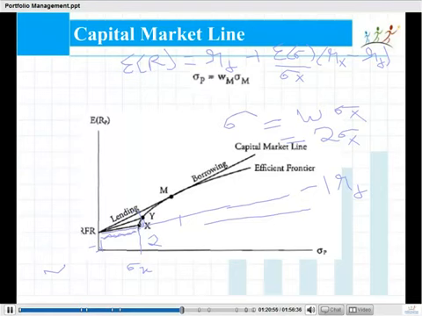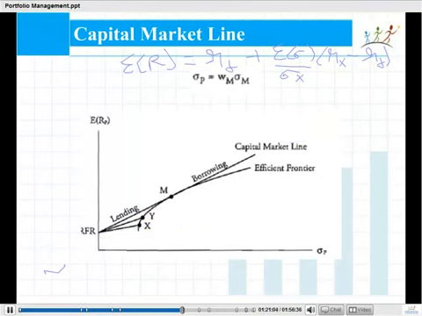Now when I started my analysis, there was no special reason why I chose the portfolio X. I just chose any portfolio on the efficient frontier. I could have very well chosen Y and done the same analysis. Would I have derived this equation through Y? Right now I've derived the equation through X. I could have very well derived the equation through Y.